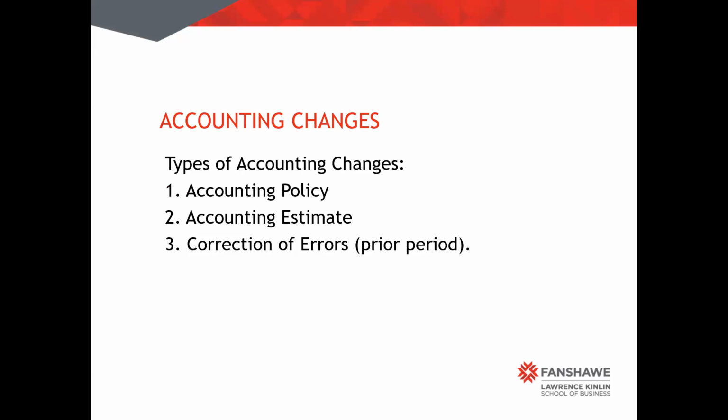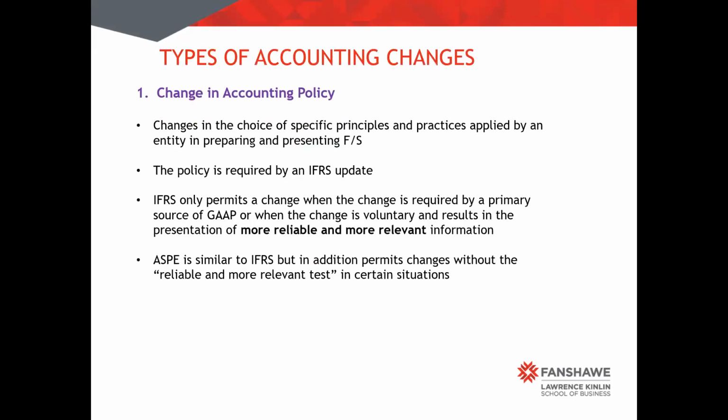So we group those into three types of accounting changes. These three types: it could be a change in accounting policy, a change in accounting estimate, or a correction of errors found as a result of reviewing prior periods. So we're going to walk through those different types of changes. The first one we talk about is change in accounting policy.